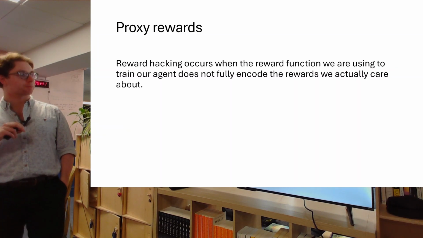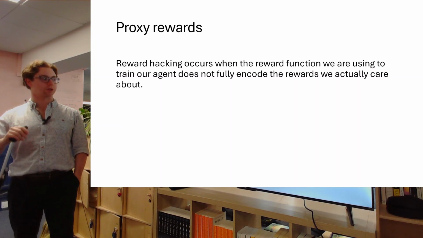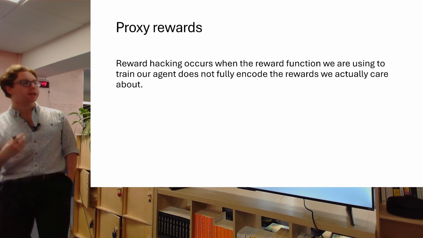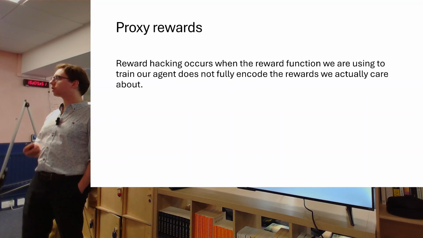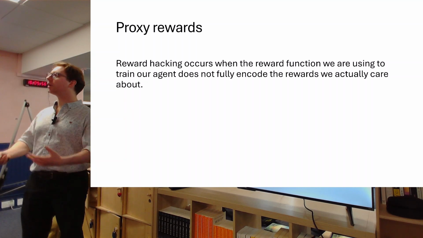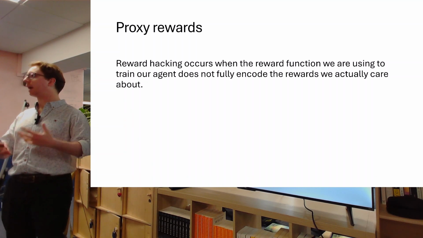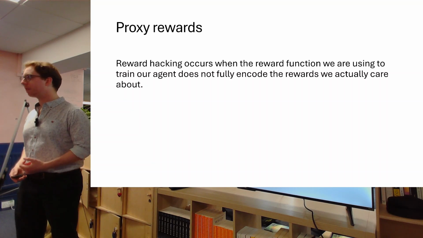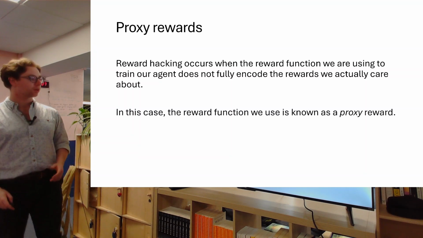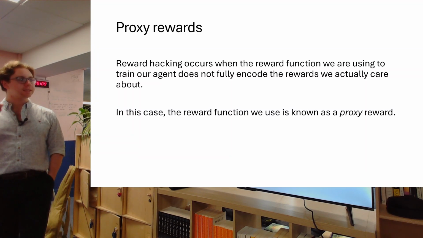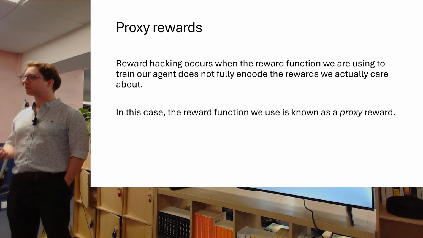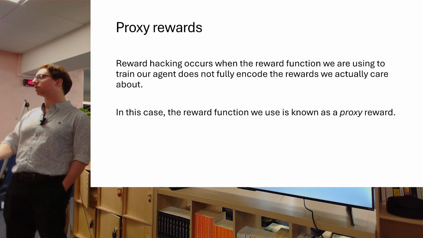So reward hacking occurs when we have a reward function that we're using to train our agent, as a selection mechanism, and it doesn't fully encode the goals or rewards that we actually care about. There's something that we actually want the agent to do, and the reward function doesn't specify everything about the good behavior that we want. We're going to cover two different situations in which this might be true. If this is the case, then the reward function we're using is known as a proxy reward, because it's standing in for the reward that we'd actually like to use.